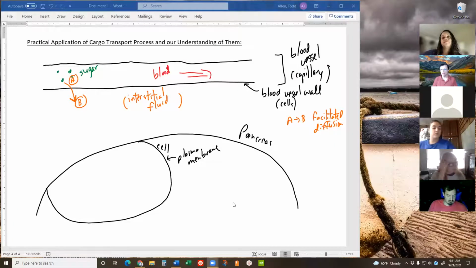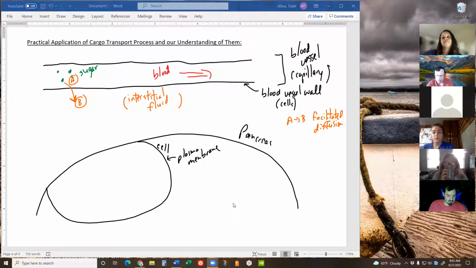We're back in chapter 3. We were talking about moving cargo through the plasma membrane, and we're just giving a little example of a practical application. Okay, so I'm going to share my screen. And here we are once again with the blood vessel, the pancreas. We moved some glucose from A to B, and we said that would be through facilitated diffusion. One of the questions that came up in the chat window was, why is it facilitated diffusion?